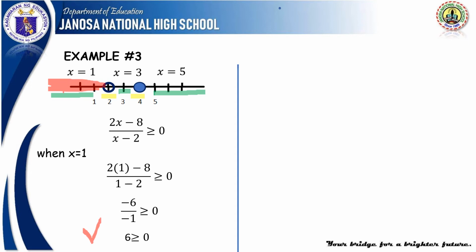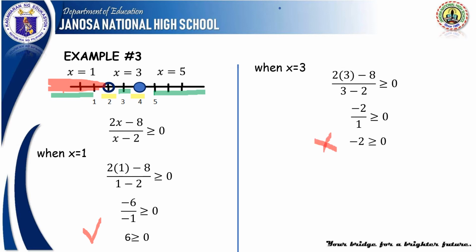Now we will try x is equal to 3, between 2 and 4. By substitution, we will have 2 times 3 minus 8 all over 3 minus 2 is greater than or equal to 0. Pag na-simplify, meron tayong negative 2 over 1 greater than or equal to 0. And negative 2 is not greater than nor equal to 0. Meaning, hindi kasama sa solution natin ang nasa gitna.